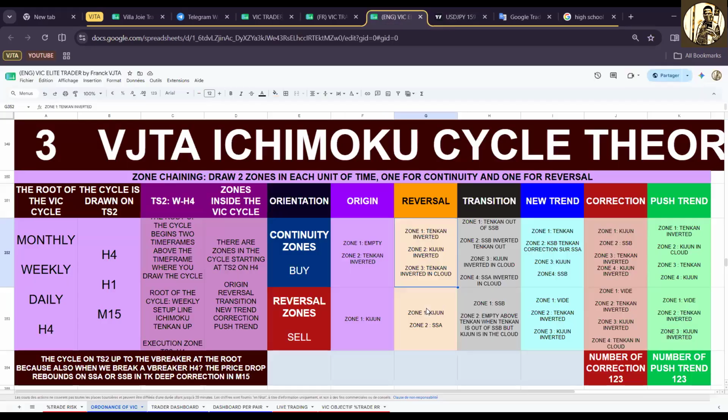Like I said, zone of reversal, I needed to add zone 3 for reversal. SSB is also a zone of reversal. Now, during the transition, you have zones for continuity, like when Tenkan is out of SSB inverted, when Tenkan is out of SSB above. Another zone is Kijun inverted in cloud, and then SSB inverted in cloud.